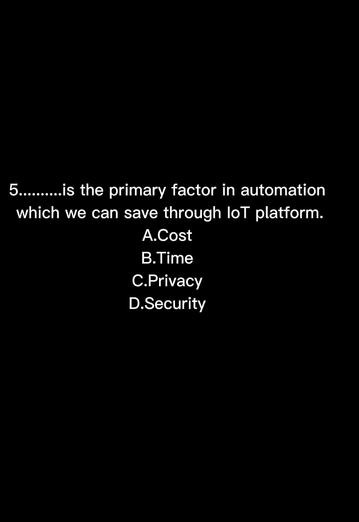Answer A. 5. What is the primary factor in automation, which we can save through IoT platform? A. Cost. B. Time. C. Privacy. D. Security.